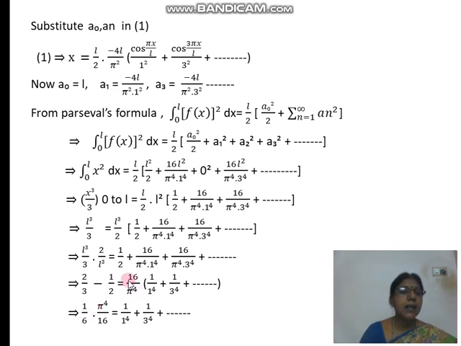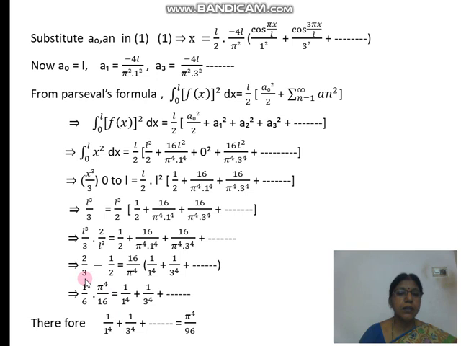Here it is 16 by pi power 4 into some value. So leaving that value here, since it is multiplied, bring it to the LHS, you get pi power 4 by 6. Now the RHS is the same. What is this value in the LHS? Pi power 4 by 96. Now the last step: therefore pi power 4 by 96 is equal to 1 by 1 power 4 plus 1 by 3 power 4, which is the required result.